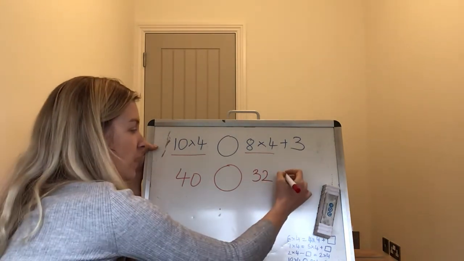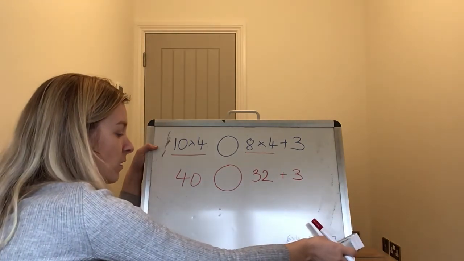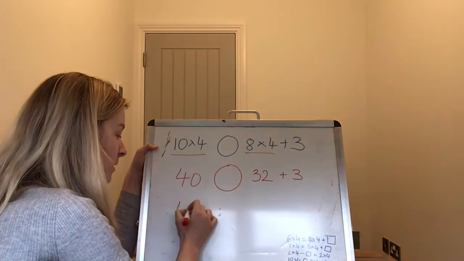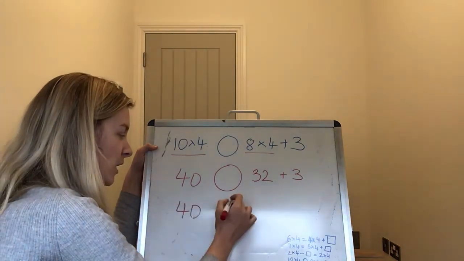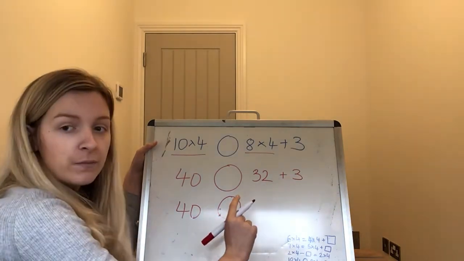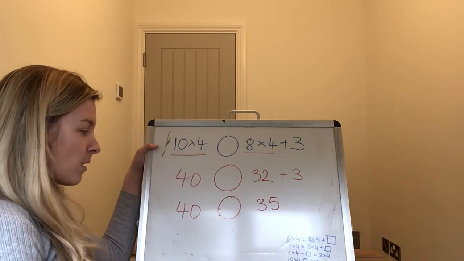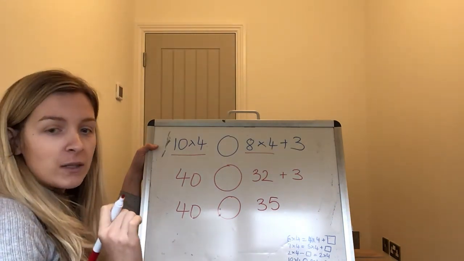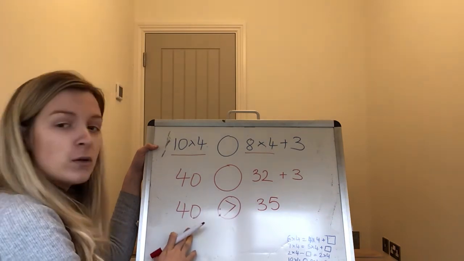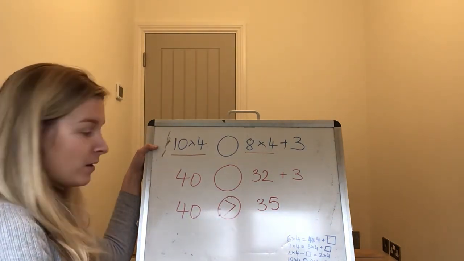Okay, then you've got to remember to add your 3. So I would find it helpful now to have another line. We've still got 40 on this side, nothing's changed here. We've got our circle in the middle. 32 and 3 is 35, of course. Now I'm ready to put my inequality symbol in. 40 is greater than 35, okay?